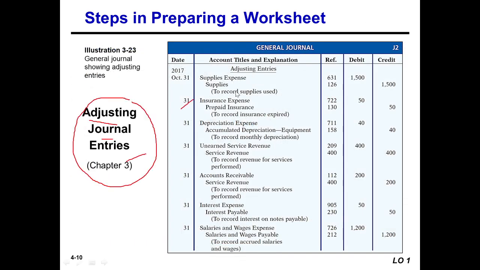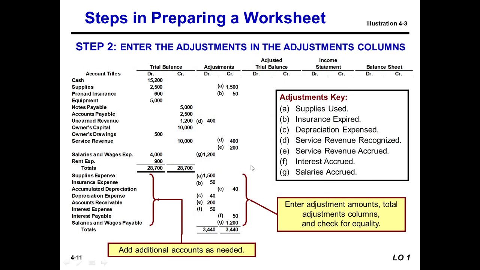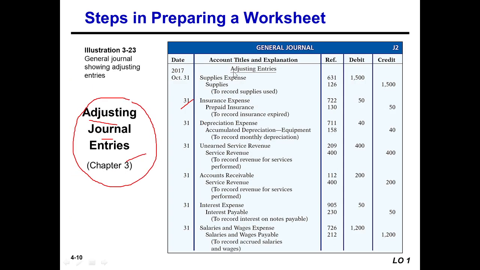Number 1, supplies expense and supplies. We have no supplies expense title here, so this is the supplies expense, this is debit. We have just inserted this column. And we have a column here, supplies. So we will write down here the supplies 1500.